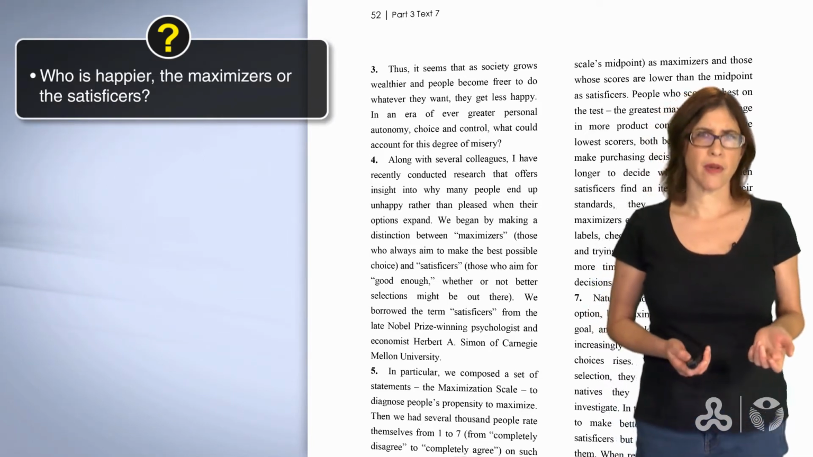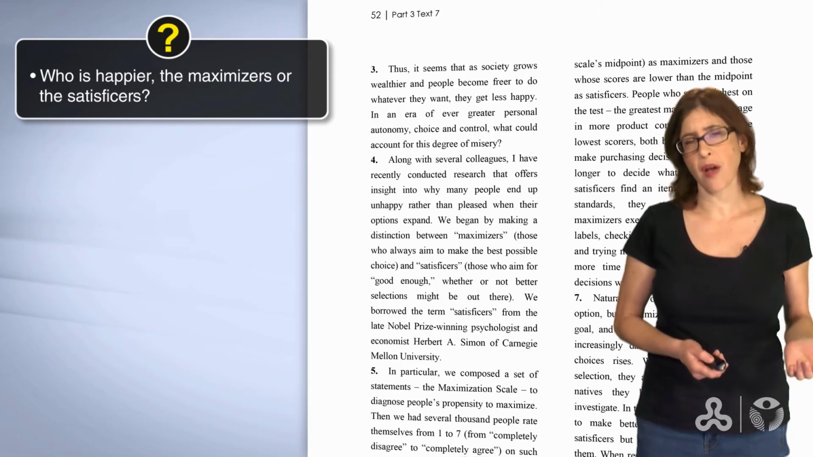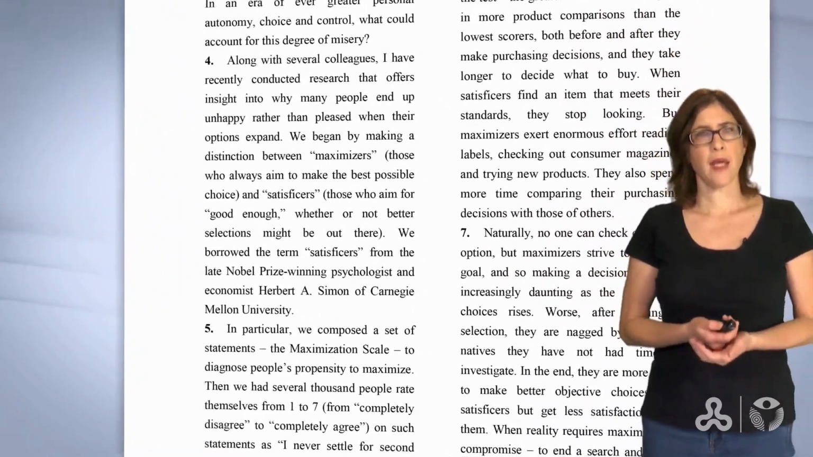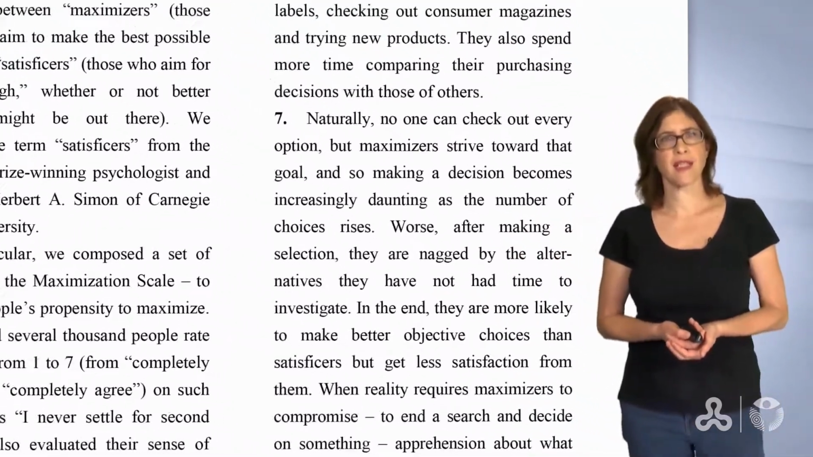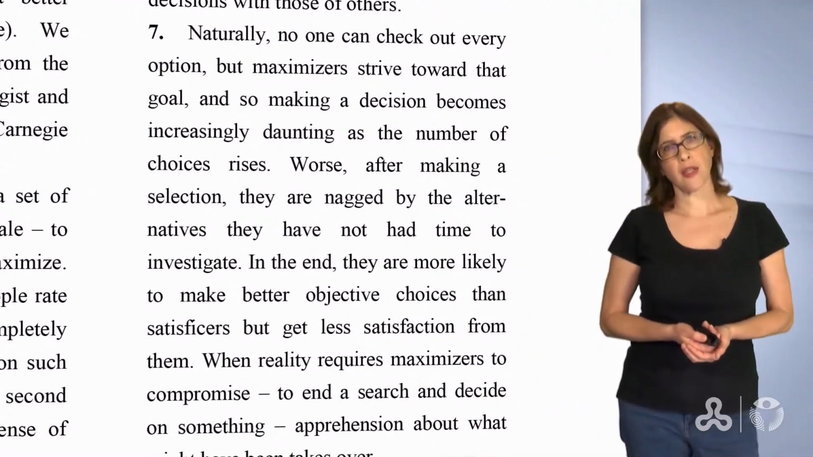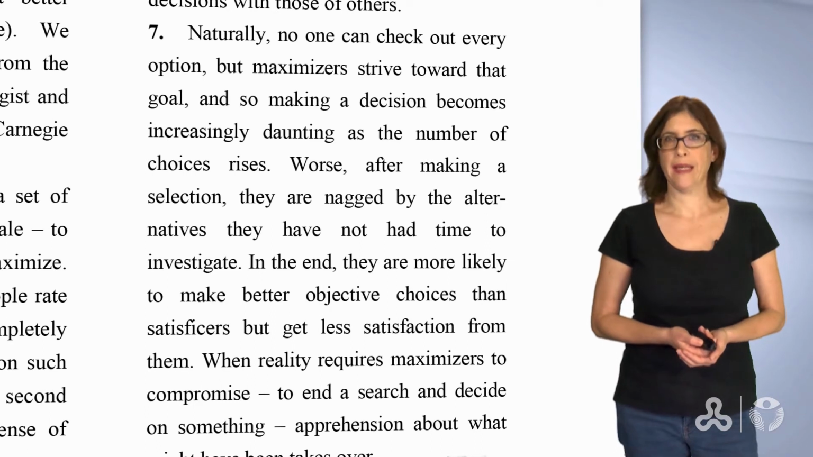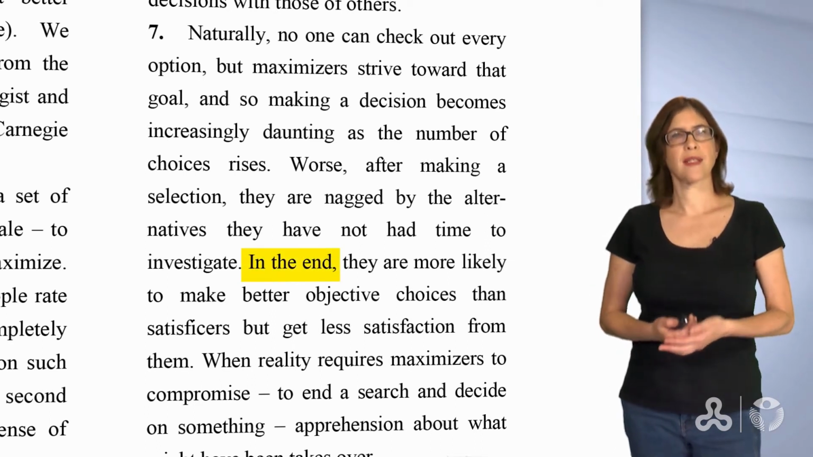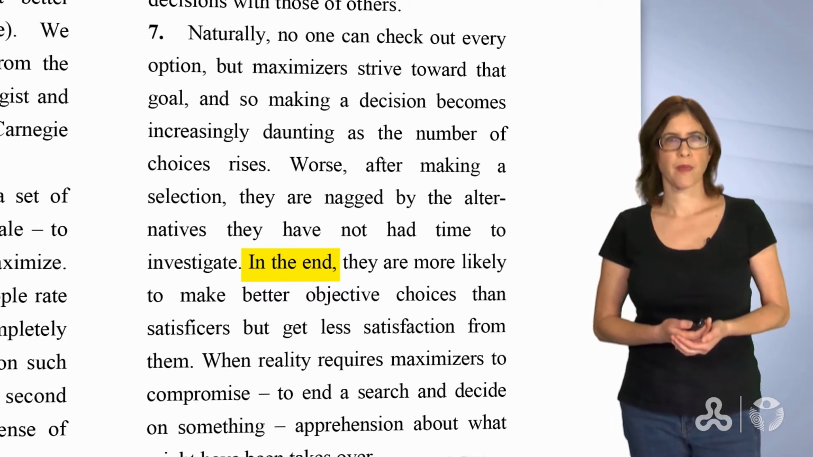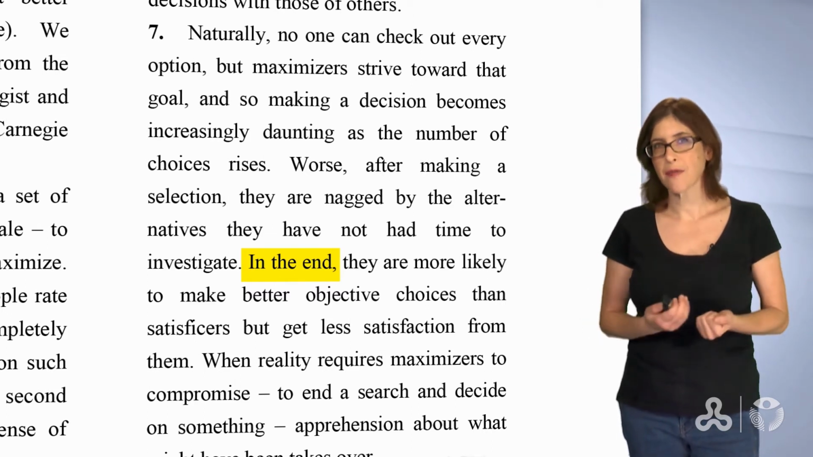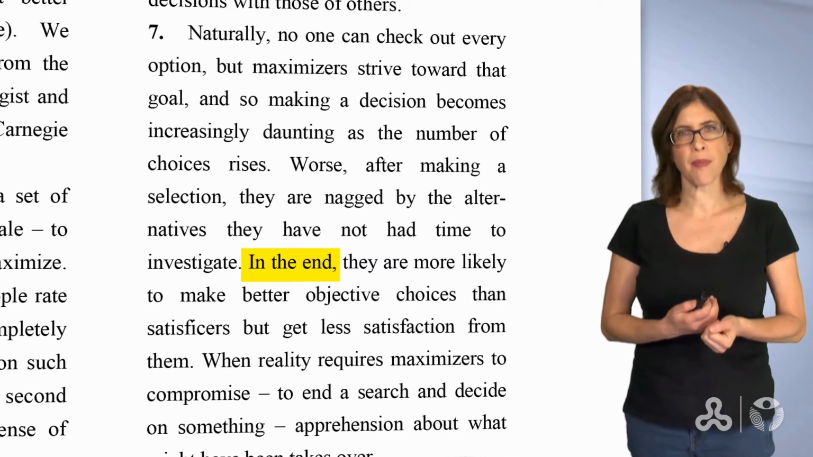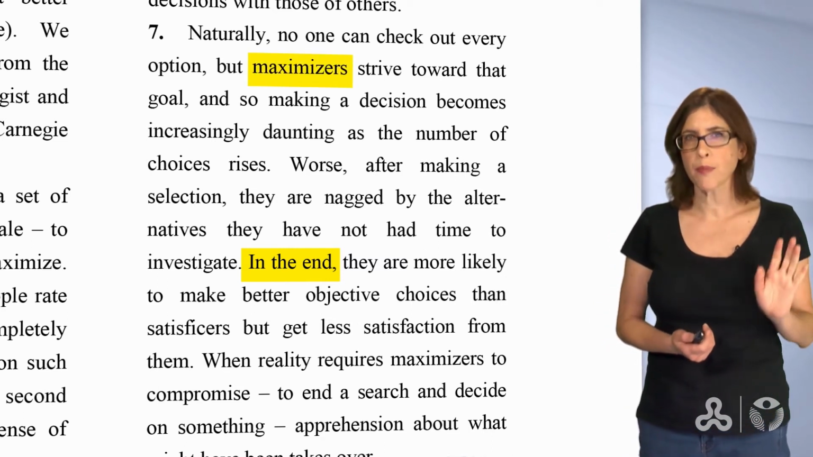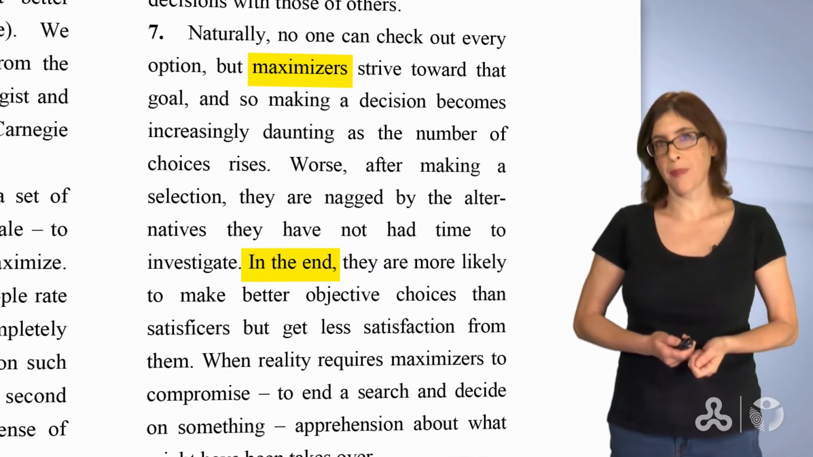Who is happier, the maximizers or the satisficers? Let's look at paragraph 7. In paragraph 7, we read about satisfaction. Let's take a look at the sentence. It starts with, in the end. In the end, who does the they refer to? If you read it in the context of paragraph 7, it refers to the maximizers that the text was talking about earlier. It's important to know who we are talking about.